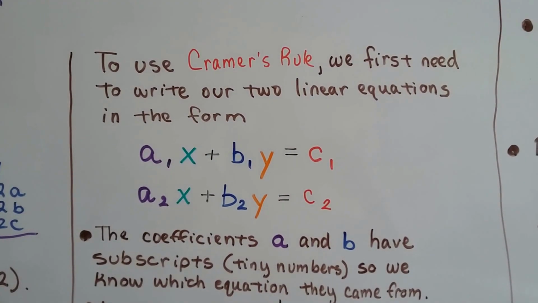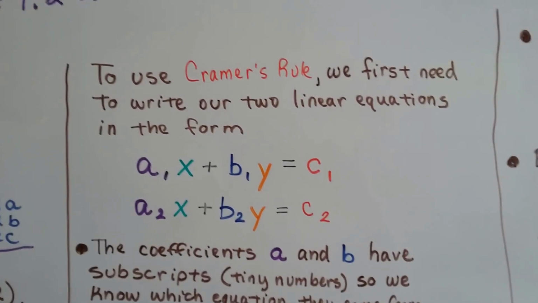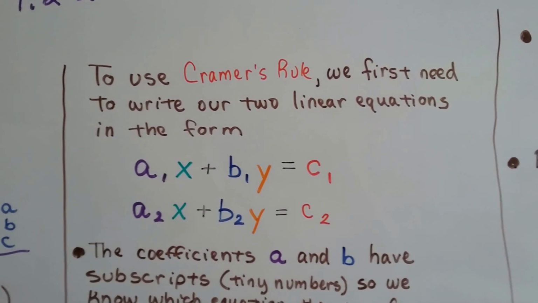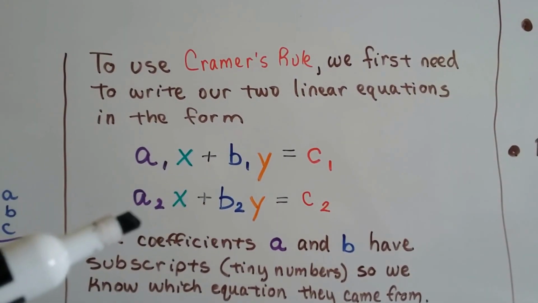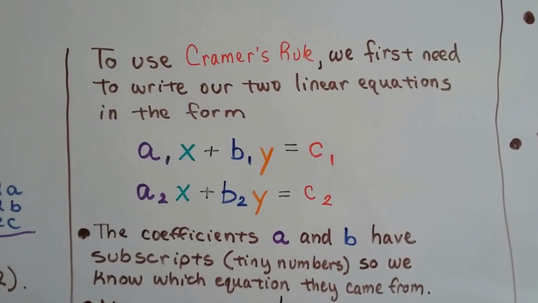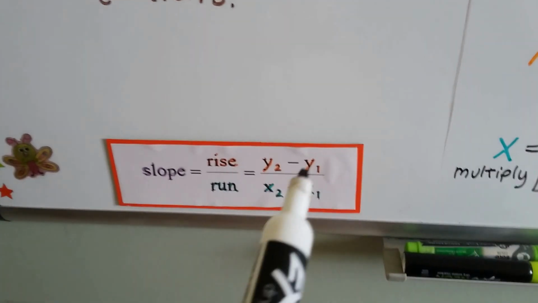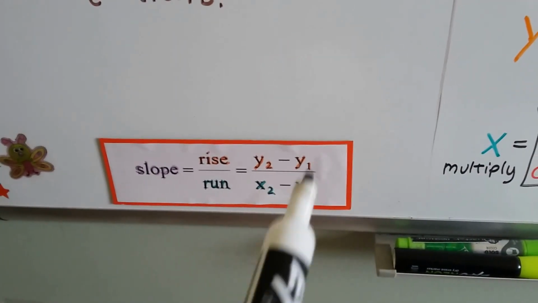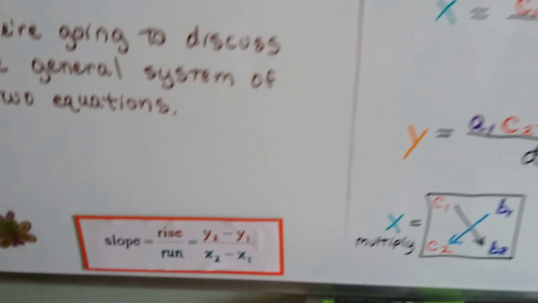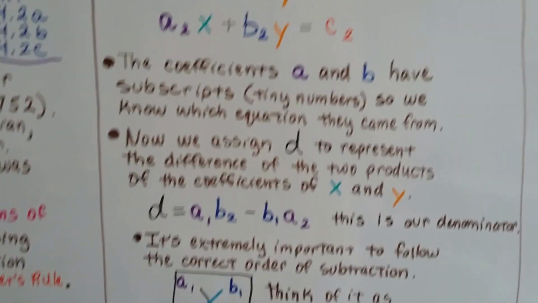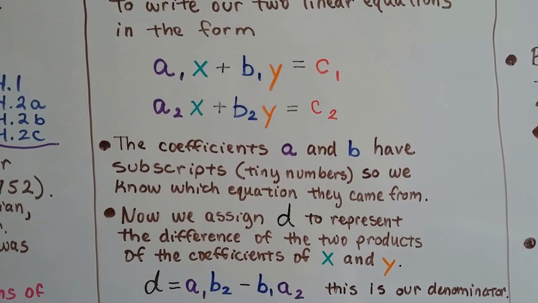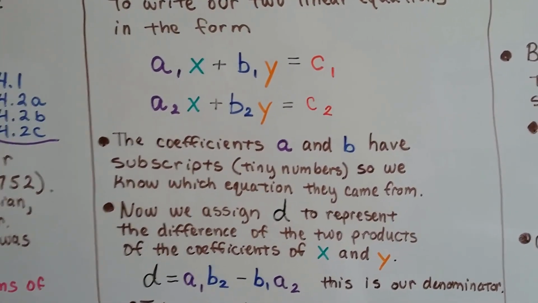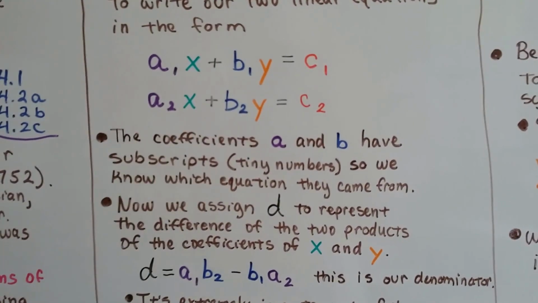So to use Cramer's rule, we first need to write our two linear equations in this form. And if you notice, this first equation has all these little 1 subscripts, and the second equation has all these little 2 subscripts. Well, that's no different than when we were doing the slope formula with the y2 and y1 and the x2 and the x1. Same thing. It just lets us know which one is which. So by having these little subscripts, we know that this a is coming from the first equation and this a is coming from the second equation. Okay? There's these tiny little numbers. That's what subscripts are. All right?